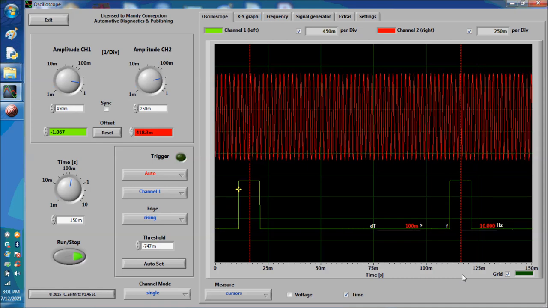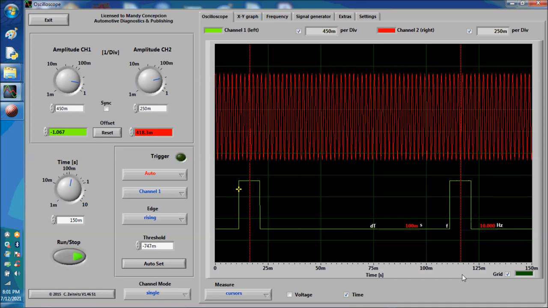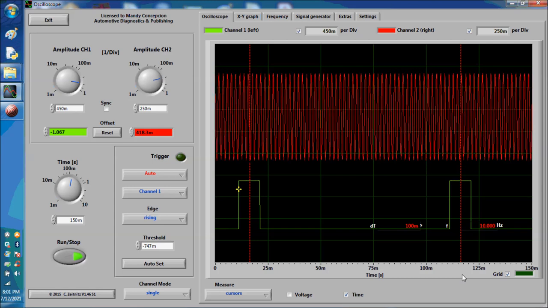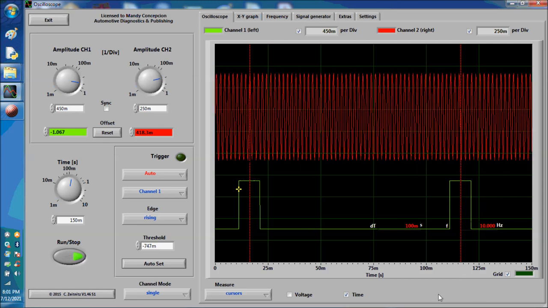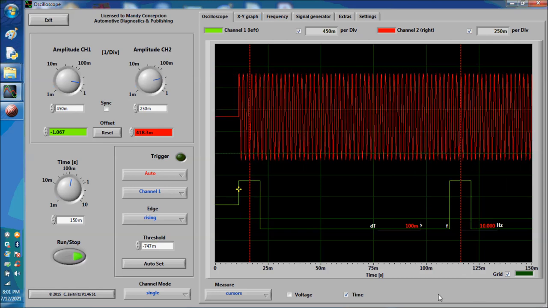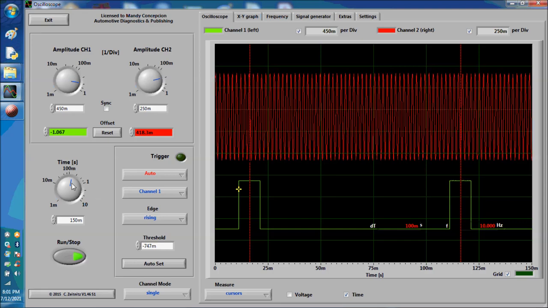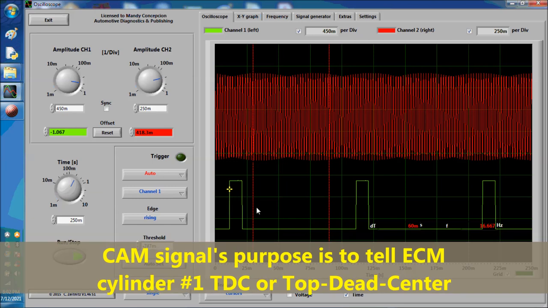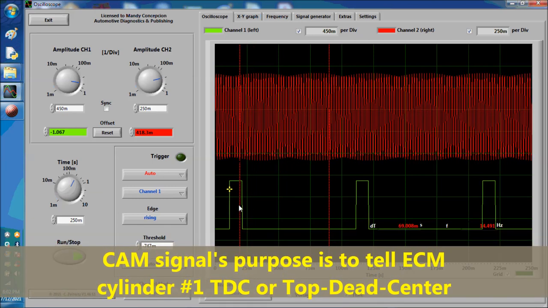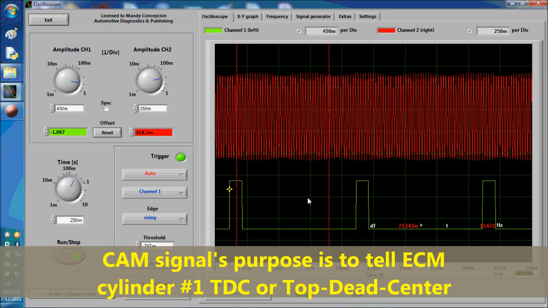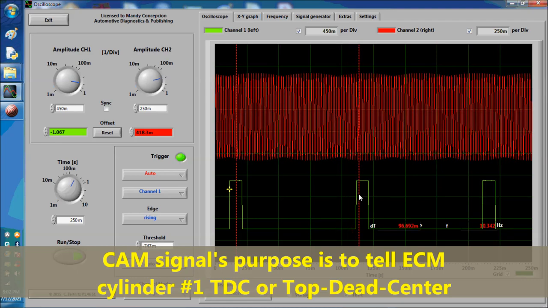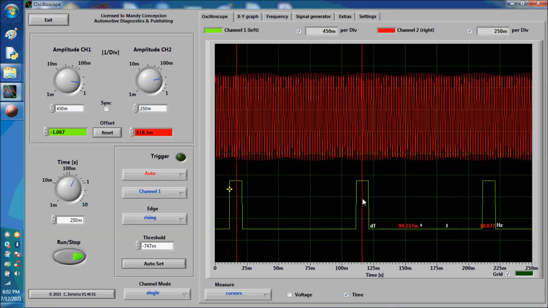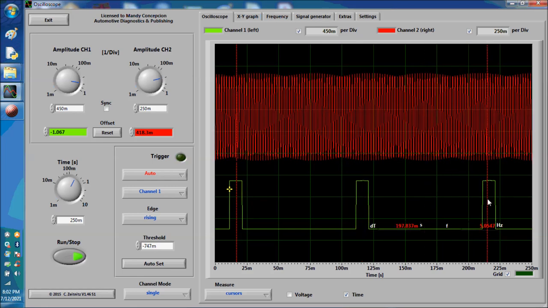Now, as you can see, the top signal belongs to a crank sensor, and it's always like that. You're gonna have a bunch of pulses on the crank signal and a few pulses on the cam signal, because the cam signal, all it wants to do is tell the ECM number one top dead center from number one top dead center. This is why I'm showing you this. These two pulses of the cam represent a complete crank revolution, okay?